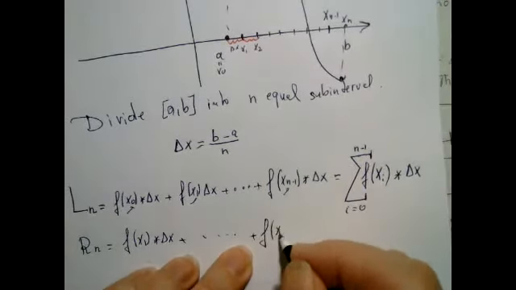I take sigma f at xi star times delta x, i equals 1 to n, where the xi star is the midpoint of the interval xi minus 1, xi. So everything is verbatim the same.